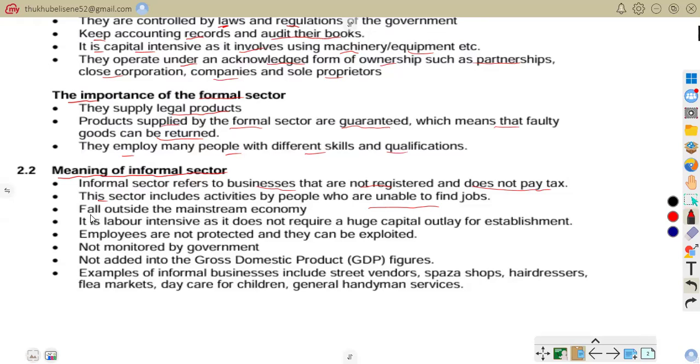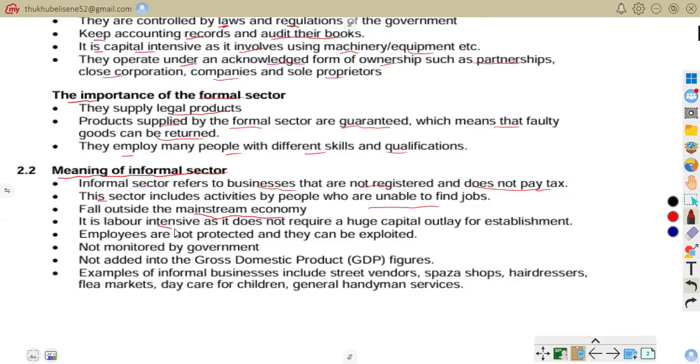This is where we're saying they fall outside the mainstream of the economy under the informal sector. So it means not officially recognized in the economy. Those people, like roadside car washers, are outside the mainstream of the economy, because they are not recognized in the economy.